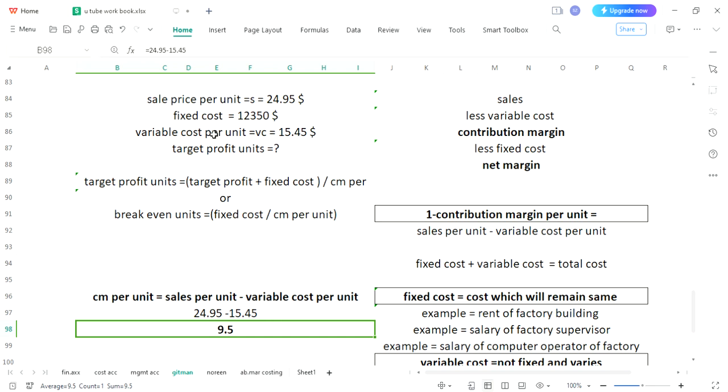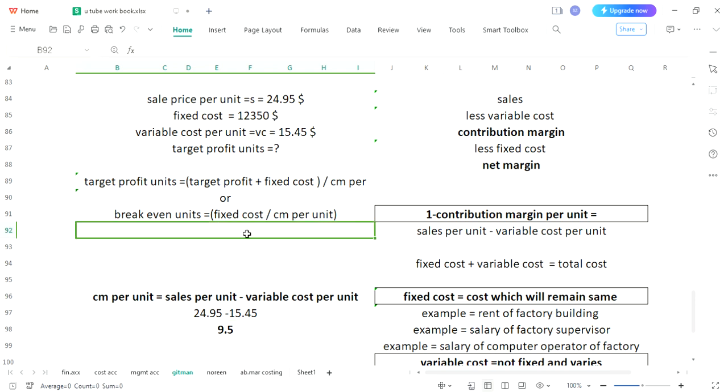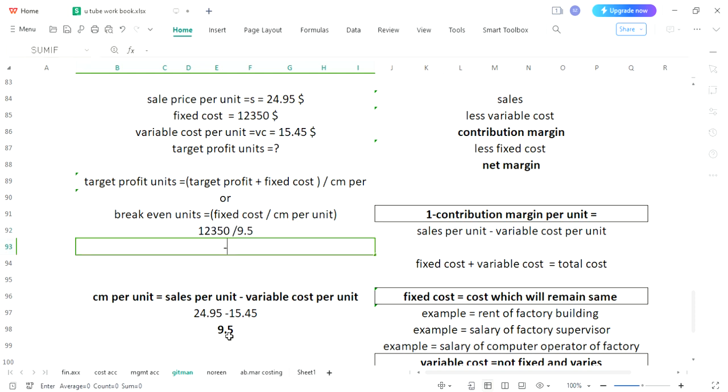Fixed cost is also present in your question, 12,350. Here you can put these amounts. Please note it down. We are following this formula, break even units. So fixed cost 12,350 divided by CM per unit, which was calculated over here, 9.5. The statement is completed. Now we are open to put it on our calculator.